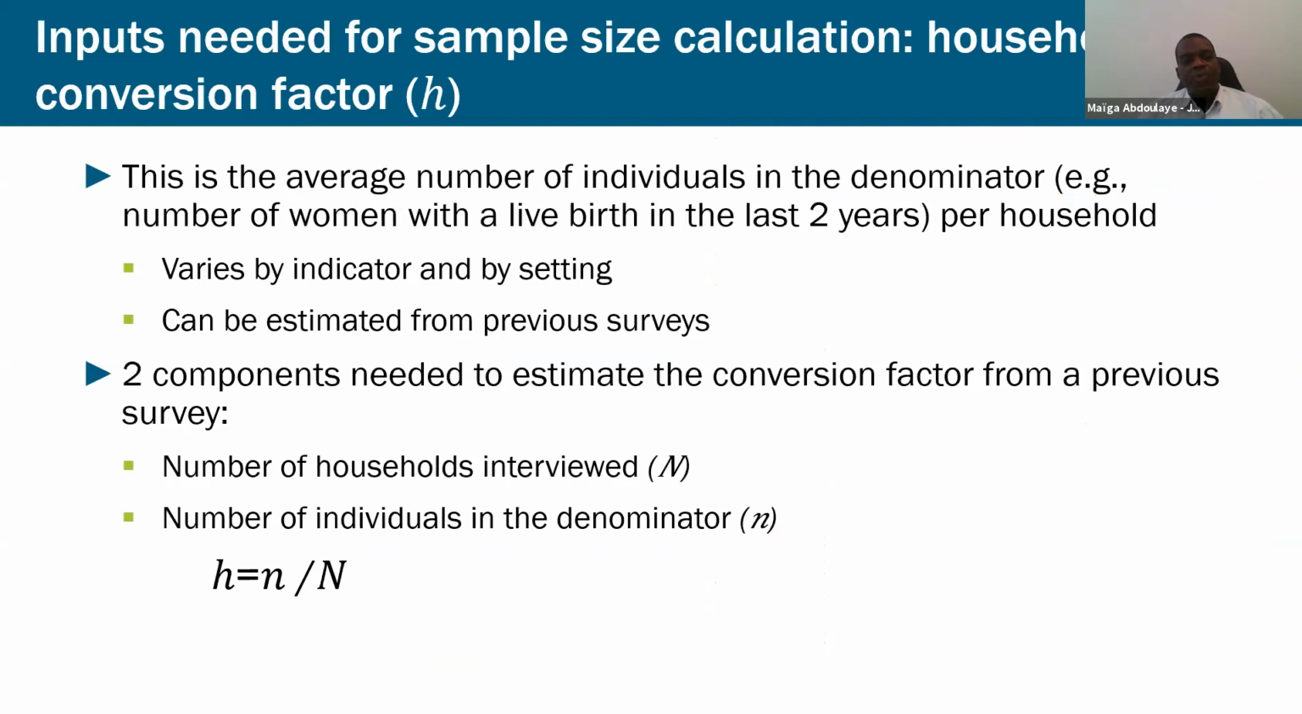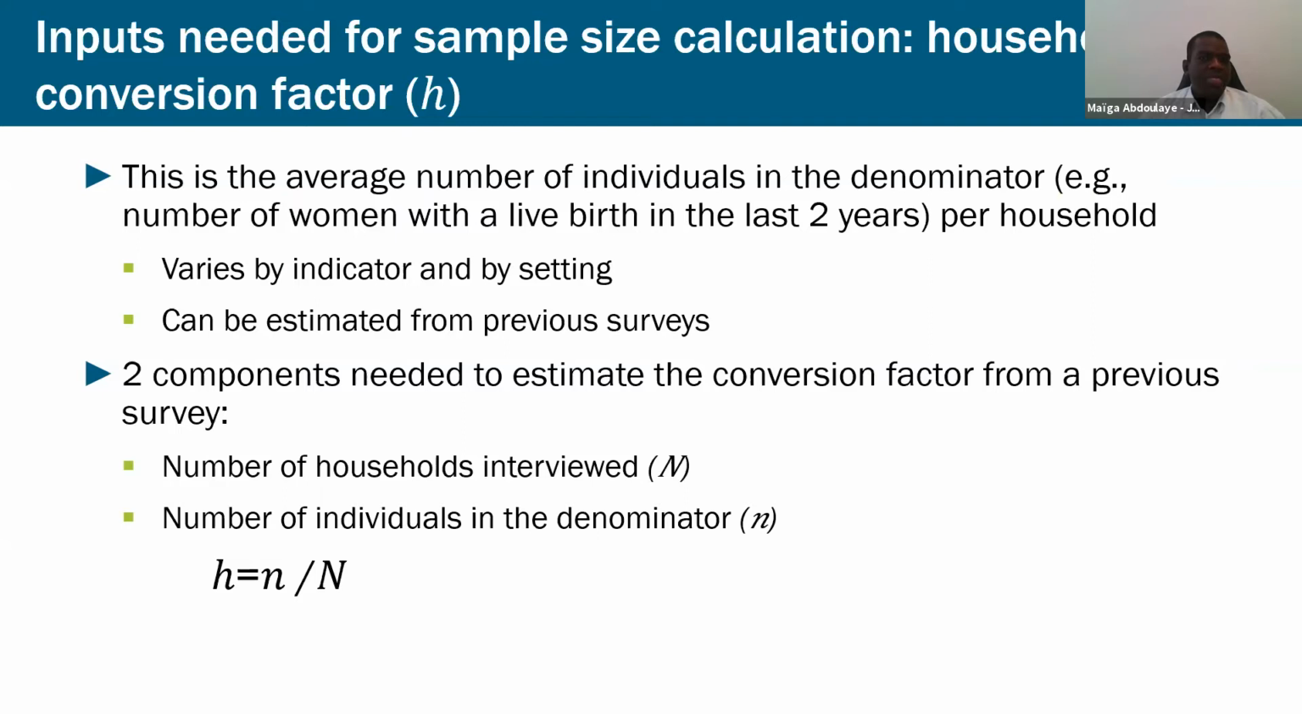Okay, once we calculate the required number of individuals for our different indicators, there is now a need to convert those individuals into households, because household will be the latest level of sampling we are going to use to make our data collections. So for this purpose we need to calculate a household conversion factor.